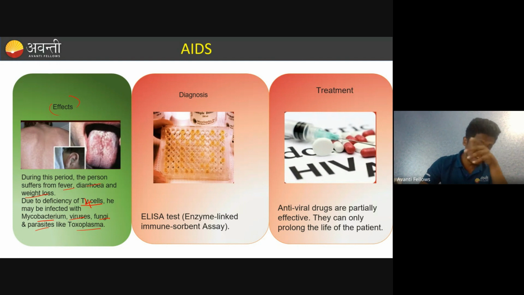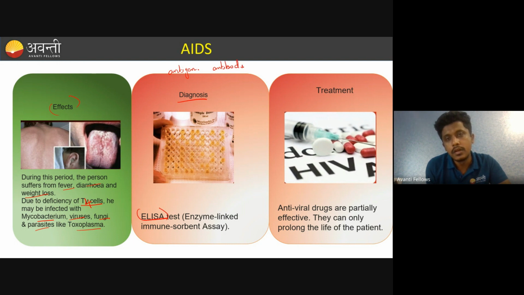Next one is diagnosis. When we talk about diagnosis, we have already talked about this molecular kit called ELISA, which stands for enzyme-linked immunosorbent assay. This ELISA kit is basically based on antigen-antibody interactions. Antigen, and then we have antibody. Based on these interactions, you will get a confirmation whether it is HIV positive or HIV negative.